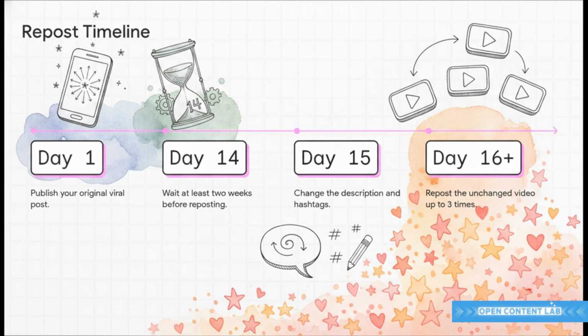Let's say you have a post that performs above average. First, you download that video without the watermark. Then, you have to wait a minimum of 2 weeks from the original publish date. When you are finally ready to republish, you leave the video itself exactly the same, but you absolutely must change the description and the hashtags. You can actually do this up to 3 times per successful video. And crazy enough, a well-timed repost will often get even more views than the original.